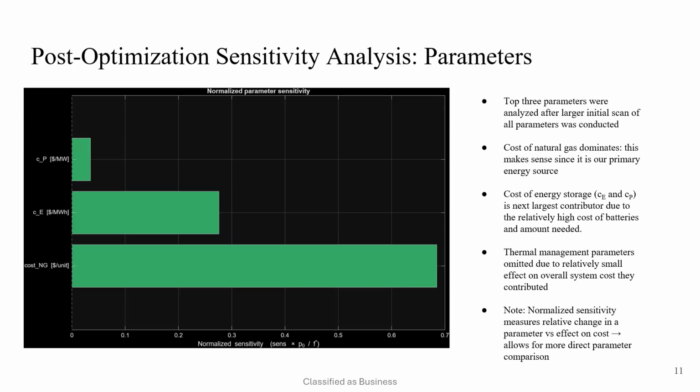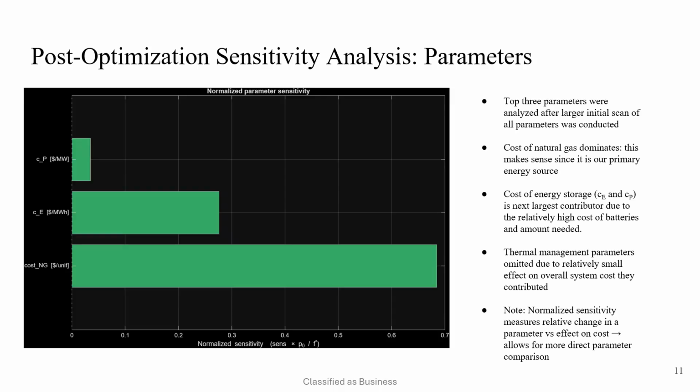For parameter sensitivity, we focused on the 3 highest impact parameters identified from an initial scan of all system parameters. The normalized sensitivity metric, sensitivity times the baseline value divided by the optimal cost, allows direct comparison between parameters with different units. Cost of natural gas per unit dominates with a normalized sensitivity of approximately 0.68, which is consistent with natural gas being our primary generation source for the 16 turbines we have.